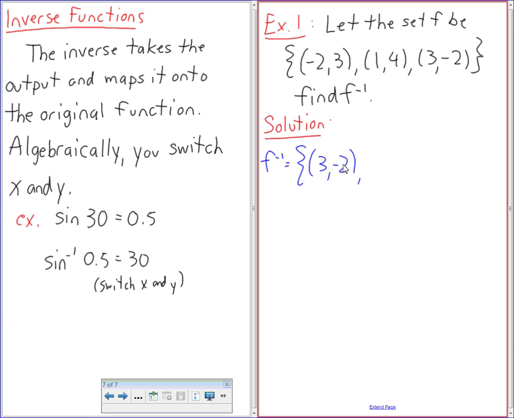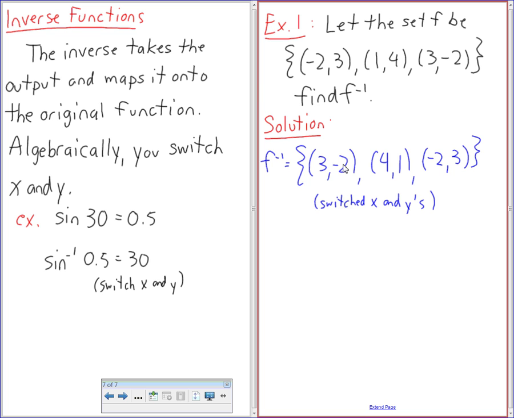Thank you. And the inverse of 3 and negative 2? Right, negative 2 and 3. And if you need a note for yourself, it's just switch the x and the y's. Good. Okay, you can do this with the graph as well.